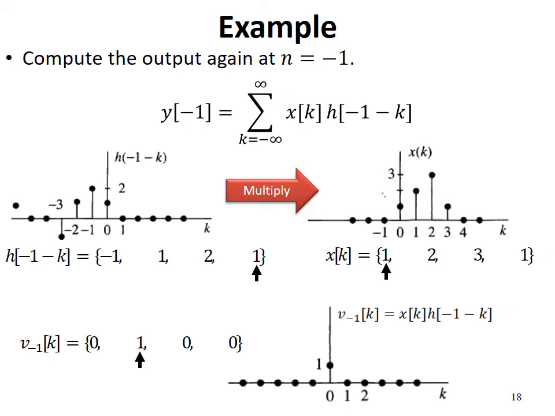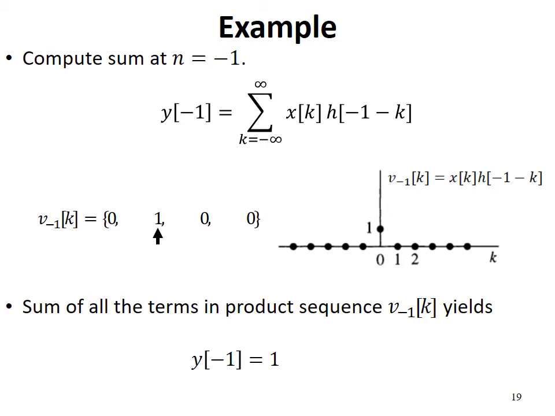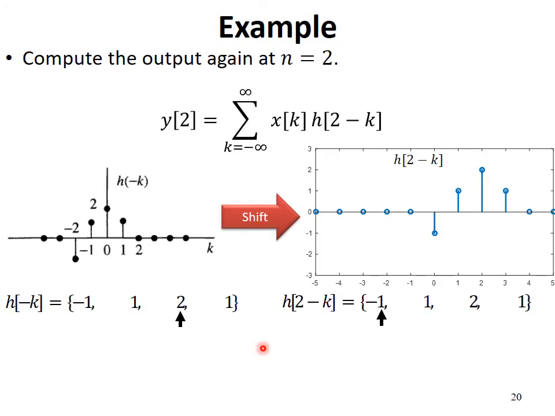So here after the multiplication you will get only one sample, because the samples in h of -1 minus k after 0 are 0, right? And samples in x of k before 0 are 0, right? So we have only one sample which is non-zero, otherwise we'll get 0 samples, right? So this is the result of the multiplication. We get 0 1 0, only one sample. And now sum all the values of the product sequence v minus 1 of k, and the sum would be equal to 1. So y of -1 is simply equal to 1.